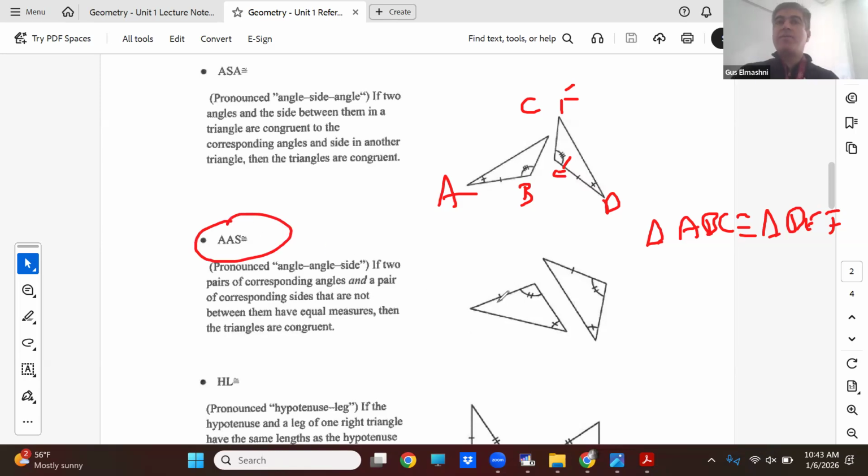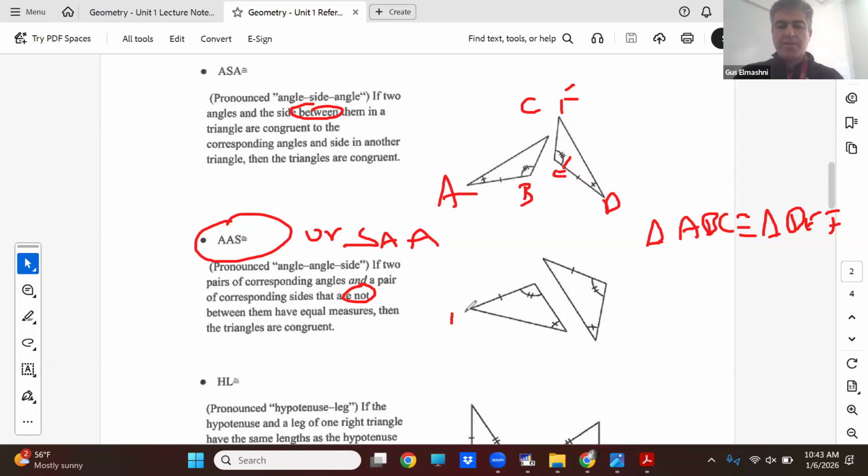Okay. Then another one is AAS, or sometimes I like to call it SAA. It's up to you whether you put the S first or S last. I don't really care. But the side is not between. Here the side was between for ASA. For AAS or SAA, it's not between. So notice that this side here is not between those two angles, right?